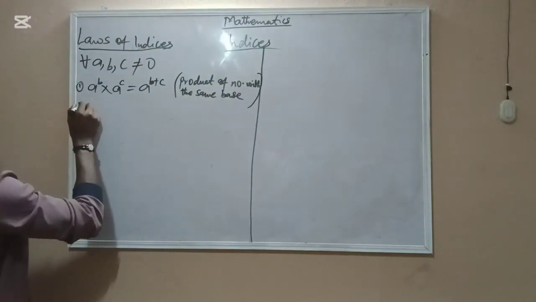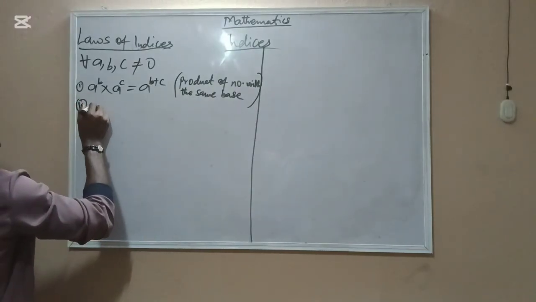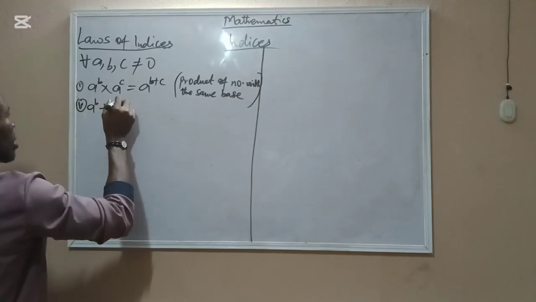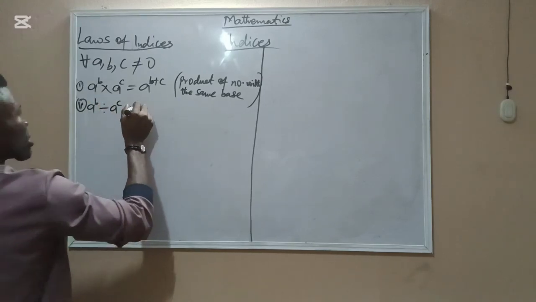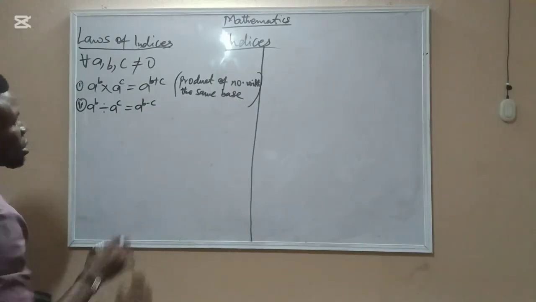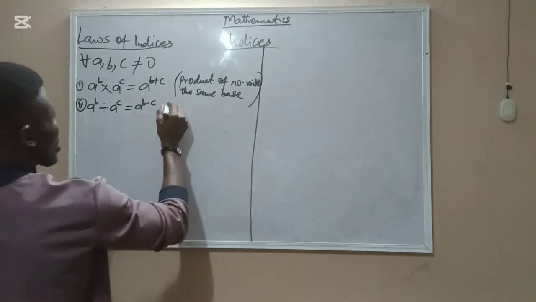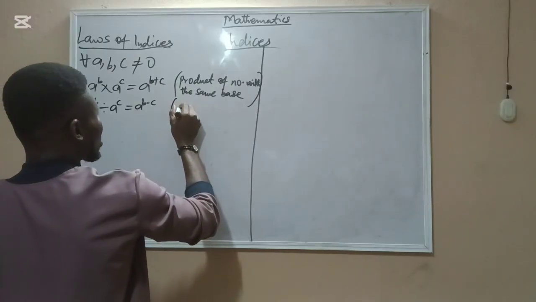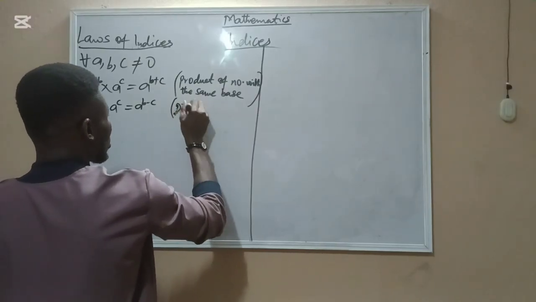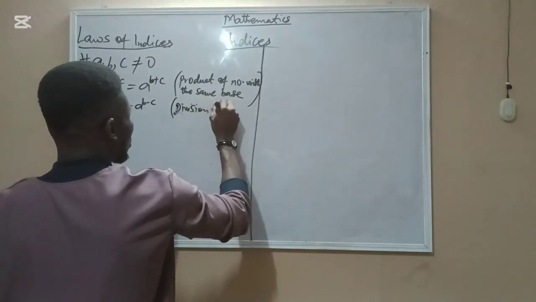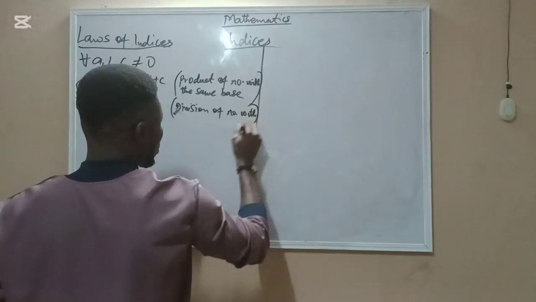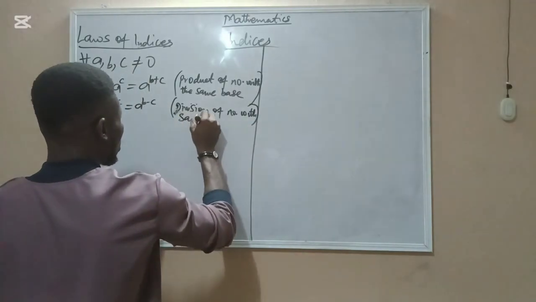And the second one states that A to the power B divided by A to the power C is the same thing as A to the power B minus C. And this can also be called division of numbers with same base.